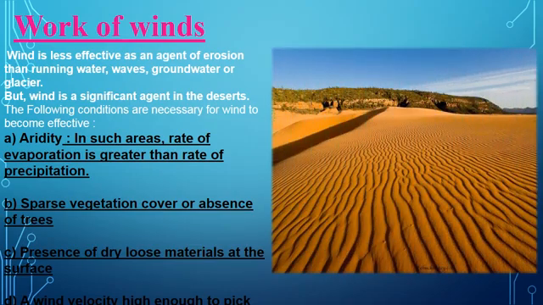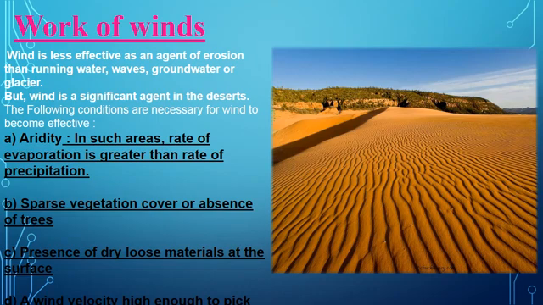So, work of wind. Wind is less effective as an agent of erosion than running water, waves, groundwater or glaciers. You know that all these are different agents, but comparatively, wind is very much less effective than the other agents. But the wind plays a significant role in the desert area. In desert areas, you can see that 90% of the erosion is caused by wind rather than any other agent of erosion. So why is it effective?